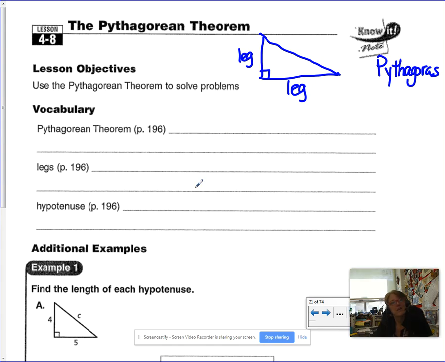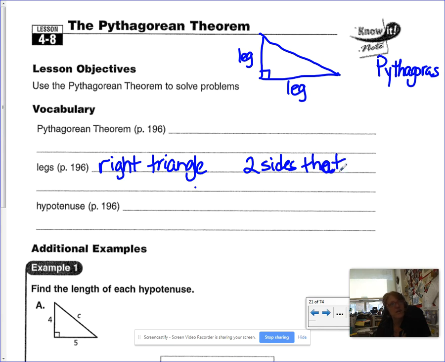All right. If you do that, do you see how there's a 90-degree angle here? L for legs. These are what we call the legs. They're the two sides. So this only works for a right triangle. And these happen to be the two sides that form the right angle.